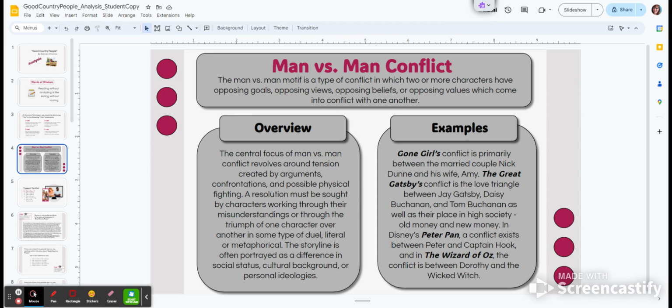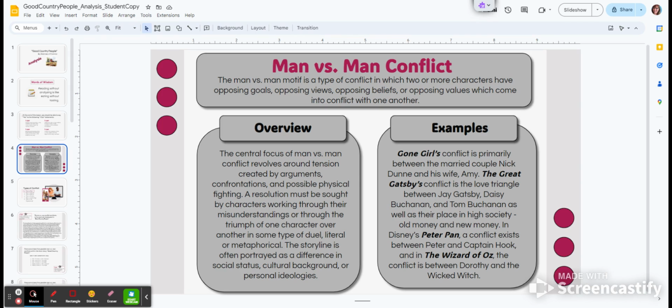So the man versus man motif is a type of conflict in which two or more characters have opposing goals, opposing views, opposing beliefs, or opposing values, which come into conflict with one another. And the central focus of man versus man revolves around tension that's created through arguments, through confrontations, maybe even physical fighting in some cases. And a resolution needs to be sought by characters working through their misunderstandings or through one character triumphing over another. Maybe that's a physical duel or fight or something like that. But it also can be metaphorical, and it's mainly metaphorical in the short story Good Country People.